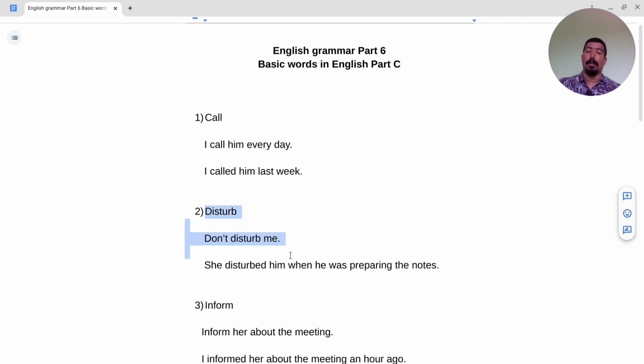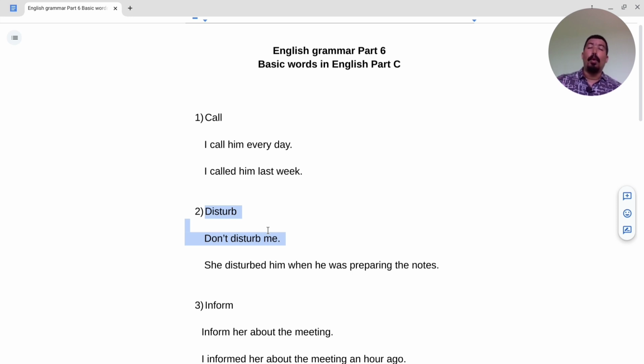Second one, disturb. I hope all of you know the meaning of disturb. When you are doing something, and somebody comes there and disturbs you, you know the meaning of that word. When somebody comes there and talks to you, you can say, don't disturb me. I am doing my work, don't disturb me.